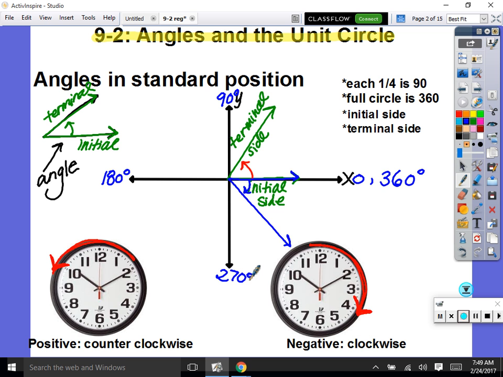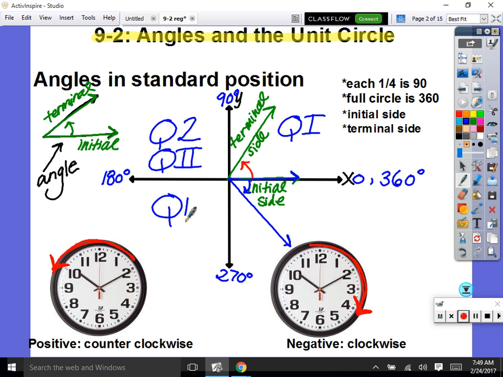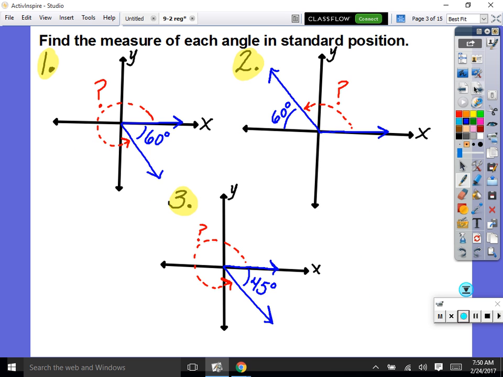So the angles between 0 and 90 will be in quadrant 1. This is considered quadrant 1. Angles between 90 and 180 is in quadrant 2. And they write it like this, sorry, Roman numerals. Quadrant 2, angles between 180 and 270 would be in quadrant 3. And then angles between 270 and 360 would be in quadrant 4. So if we were to go the negative way, then this would be negative 90 degrees. Everybody understand? Negative 180, negative 270, negative 360. Everybody feeling good about this? Pretty easy, right? Cool. So that's what we're going to do first.